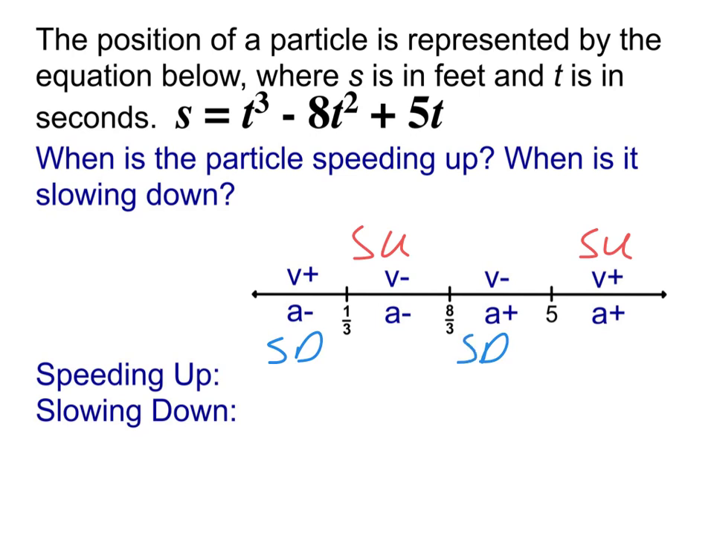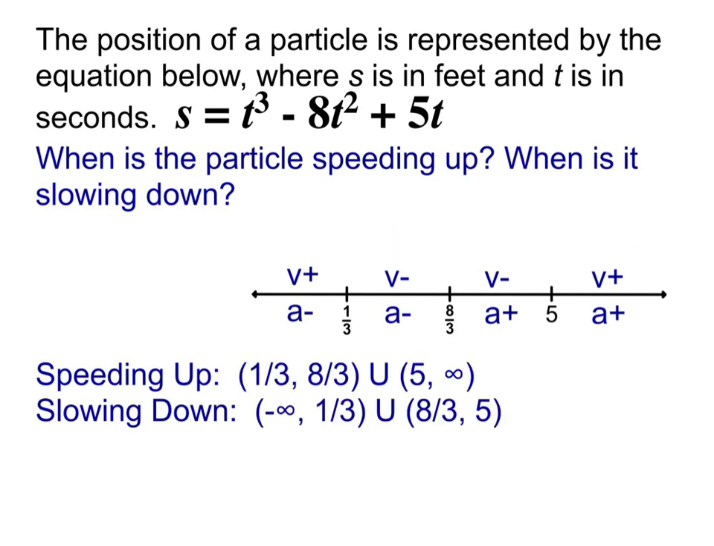So now we need to write those out. How would I write where it is speeding up? From 1/3 to 8/3 and 5 to infinity. And what do we have to put between those intervals? Yep, exactly. We have to include the union. And so then this would be our final answer for this problem: 1/3 to 8/3 union 5 to infinity to speed up.